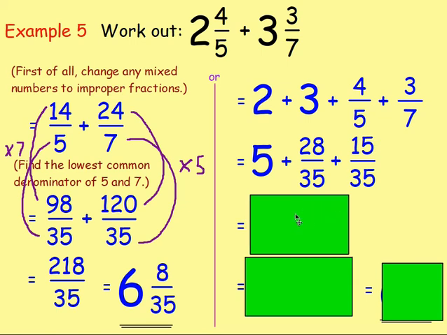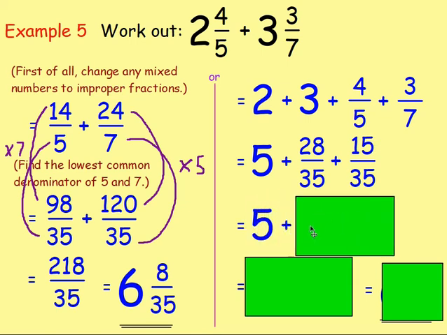Because of that, you've now got 5 plus, 5's not going to change, so you want to see how many somethings over 35 you would have. So we've got 28 over 35 and 15 over 35. Because the denominators are the same, you can add the numerators, so 28 add on 15 will give you 43, and the denominator stays as it is. Because you've got 43 over 35, that is an improper fraction. So what you do next is you would write that as a mixed number.